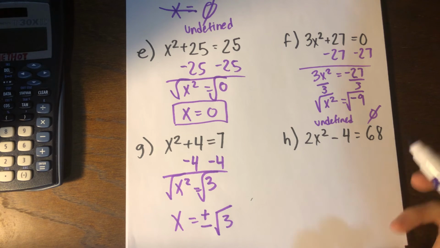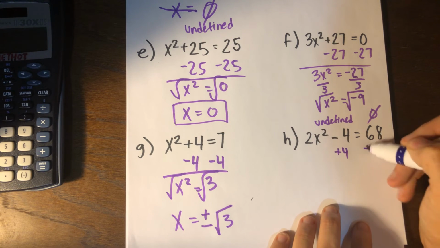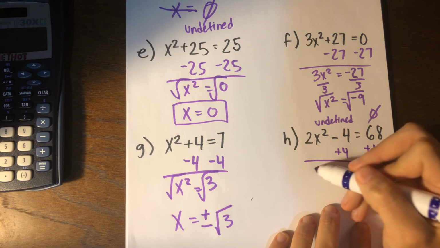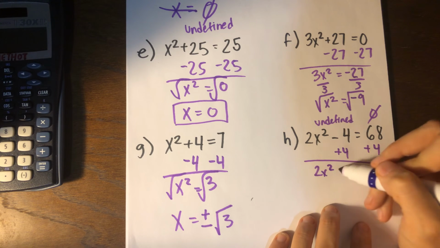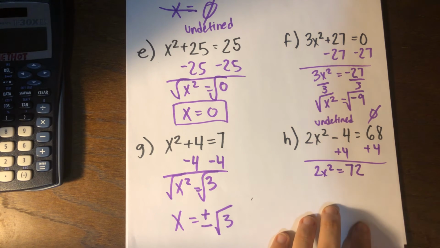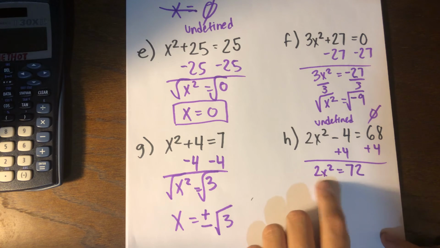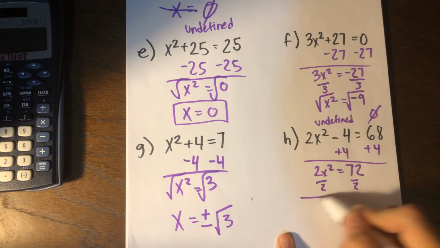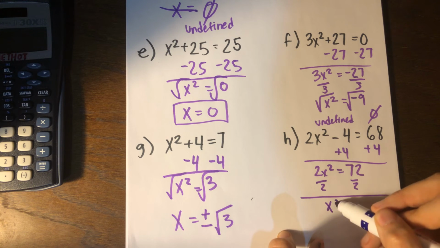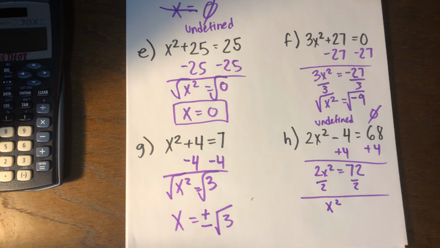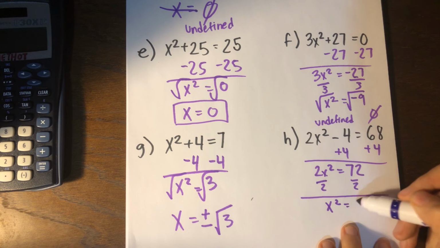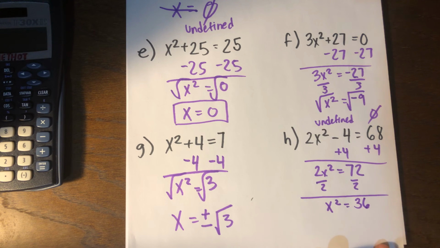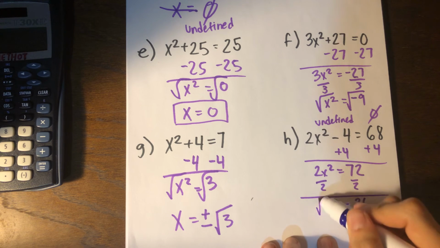Okay, over here, we're going to add 4. So I have 2x squared is equal to 72. I have this 2 attached, so I need to divide by 2. So I get x squared is equal to what? You said 36, you're right. I have x squared is equal to 36. Now I can take my square root.